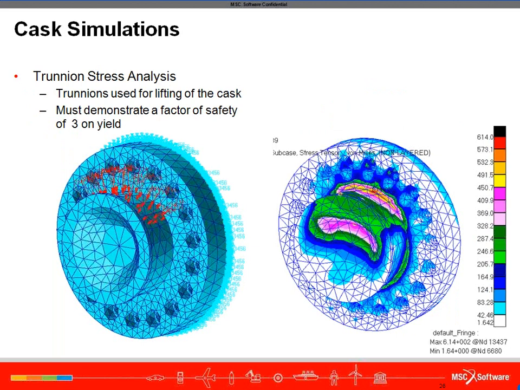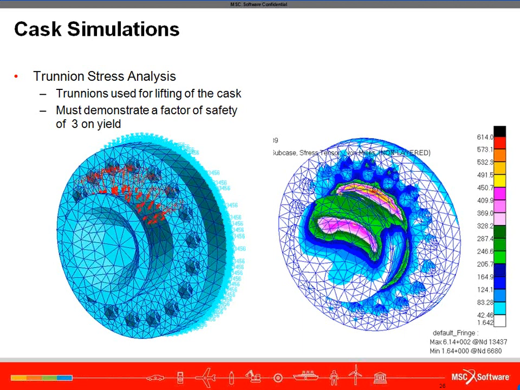And the final simulation that I'd like to show you is a basic analysis of the trunnion or lifting pin that's attached to these casks. These are typically bolted to the sides of the cask, typically 2 on either end, and are used to allow the lifting hooks to attach to. Although not as exciting or dramatic as the other simulations, these are obviously quite important.